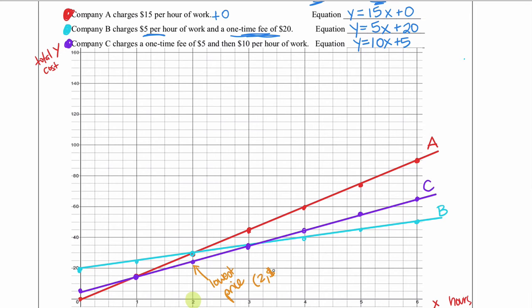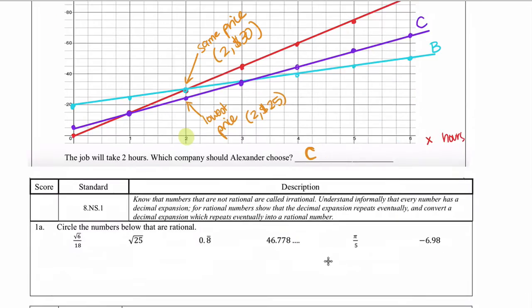2, 25, and these two are the same price. Those two are 2 hours for $30. Which company should Alexander choose? I'm going to be really careful. I keep mislabeling these when I say it out loud. Purple is company C. Company C. There you go. So the work I showed as well shows my thinking very clearly. So labeling, making sure you label your lines, making sure you're really careful with everything so that your argument is very clear. All right, question 2 down here.